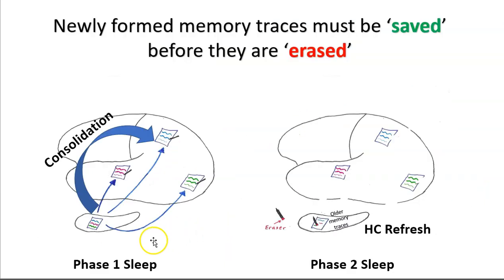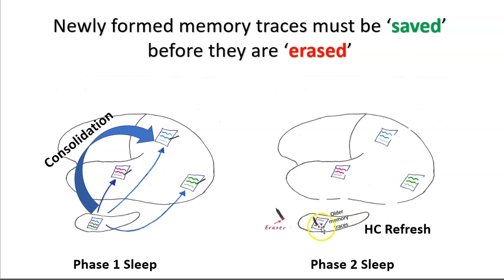Using a sort of computer analogy, over here on the left, phase one of sleep, we're doing consolidation. So we're writing the data to the hard drive. We're saving the data in the cerebral cortex using that strong hippocampal memory trace while it lasts. But then in the next phase of sleep, we are going to go ahead and erase those hippocampal memory traces. Why do that? To refresh the hippocampus for new learning.